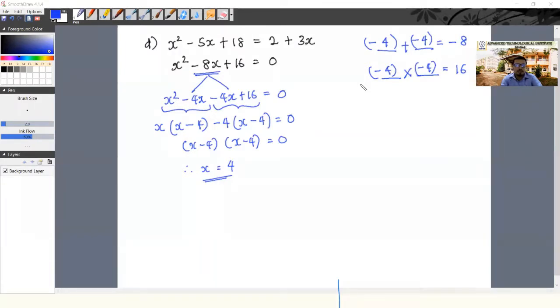Both those conditions need to be met. Right. Hope you're okay with D, right? Number 33. Have you got it? Okay, okay. Right. E.